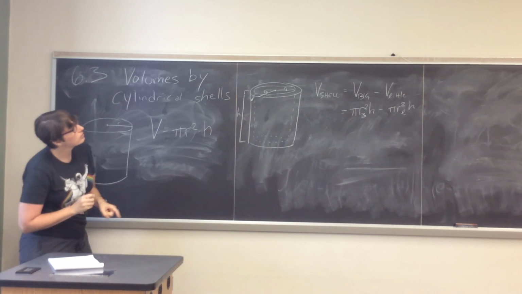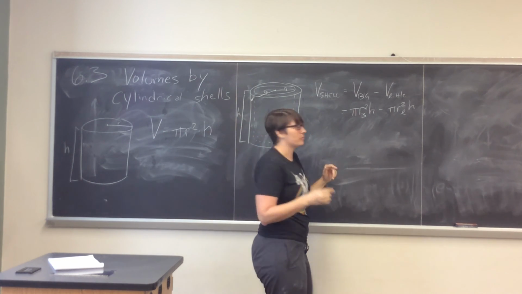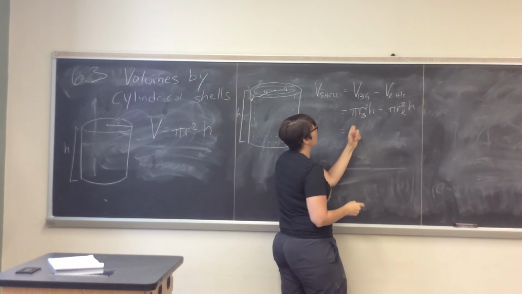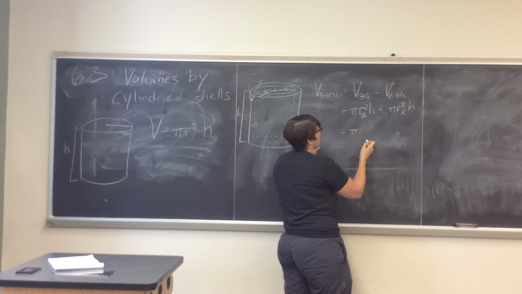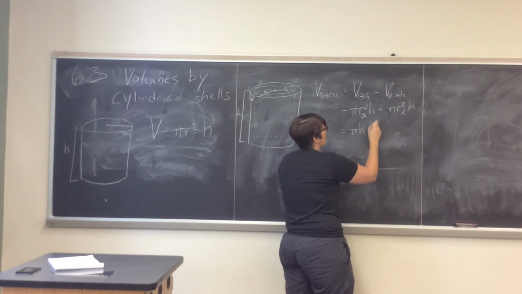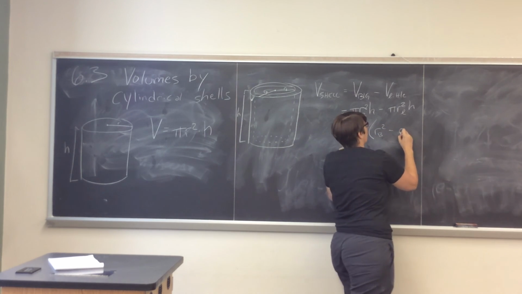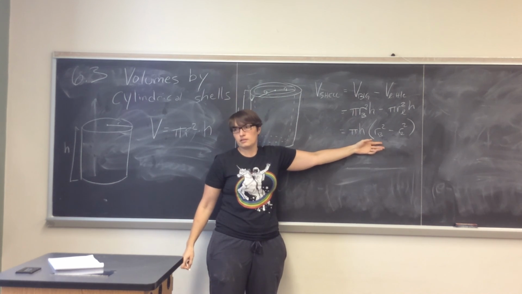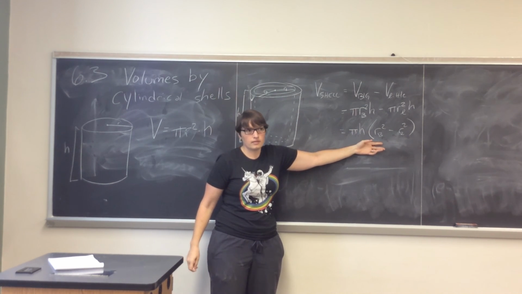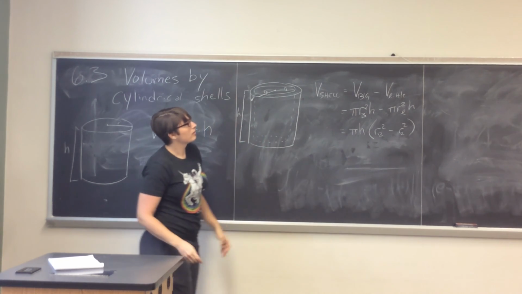So what happens next? I see like terms, so I'm going to pull some things out, distributive law. So we got a pi here and h here, pi, h, and then we have the radius of the big one squared minus the radius of the little one squared. Is that familiar to anybody? Can you just pull out the squared too?